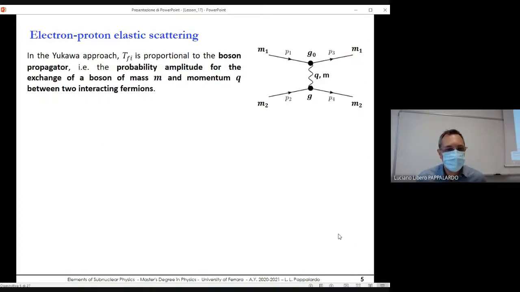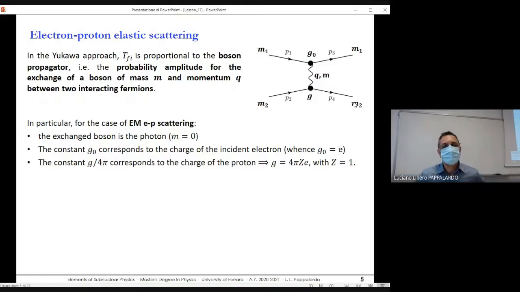In the Yukawa approach, as we just mentioned, T_FI is proportional to the boson propagator, so to the probability amplitude for the exchange of a boson of a mass m and momentum q between the two interacting fermions. Now, in particular, for the case of electromagnetic electron-proton scattering, the exchanged boson is the photon, so indeed m is equal to 0. So we can drop m out of the propagator, or the probability amplitude, if you like.